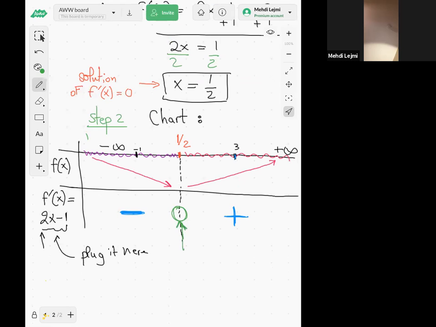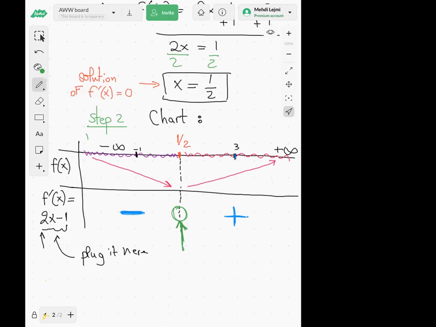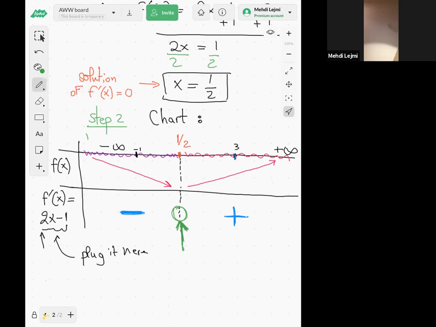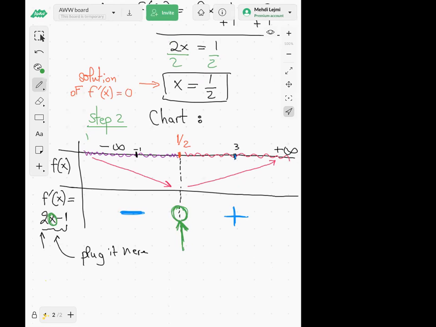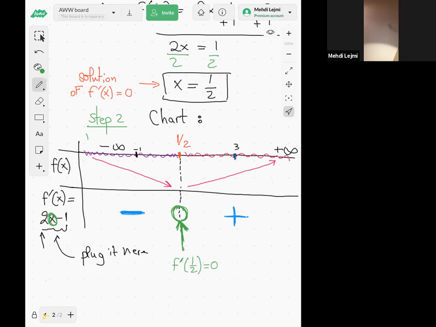You're talking about this 0, right? Yes. That's because this x here is half, and 2 times half minus 1 is 0. So that's why I have this 0. This 0 means that my derivative is 0 at half, so f prime of half is 0. That's why the 0 is on the line which represents half. It's the line which represents half, right? Okay. Does it make sense?